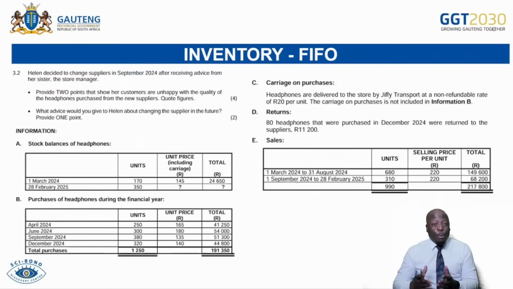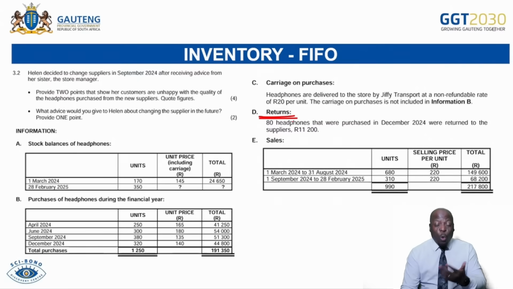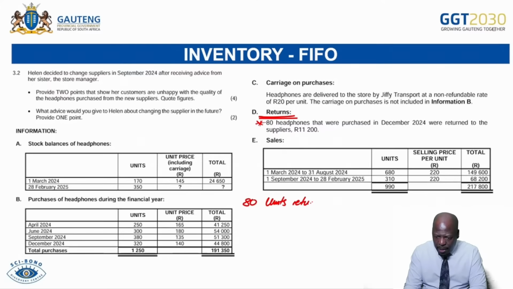Okay, so this is a very common question that you find in many exam papers that is to do with inventory valuation. Whenever we are asked whether customers are satisfied or unsatisfied, we have to look at a number of things, and we're going to do that together in this question. One of the first things that tells us about customers' satisfaction or dissatisfaction is the number of units that would have been returned. As you can see here, we have 80 units returned. So 80 units were returned.